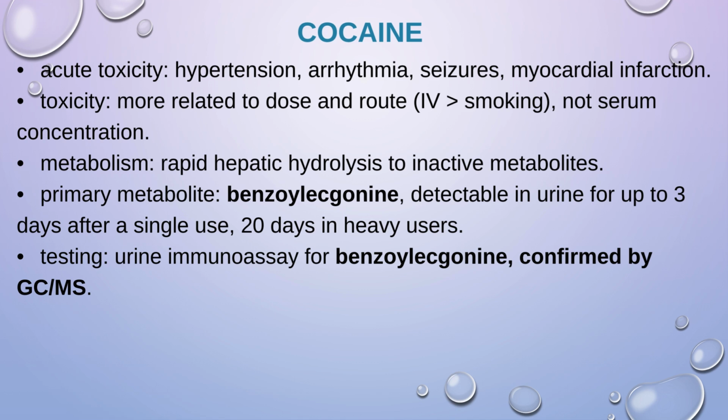The board exam question for cocaine is, what is the primary metabolite? It's benzoylecgonine, and it can be detected in the urine up to how many days, guys? Here, after a single use, and some 20 days in heavy users. So it really remains in the body for a long time. And then testing, again, urine immunoassay. We can have immunoassays, but always, if you will be asked, drugs of abuse, the confirmatory testing will always be GCMS most often.